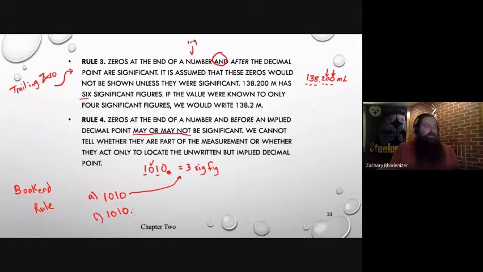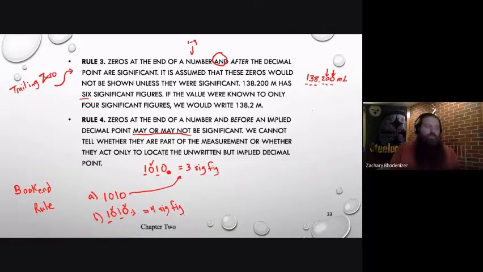In this case, this decimal acts as a bookend. And so the bookend rule works with the sandwich rule. I've got a 1 out front, got a 1 right there, so we know the sandwich rule is alive and well there. But now we're going to say this decimal is a bookend. So any 0 sandwiched between the bookend and a non-zero number is also going to count. And so this one would have 4 sig figs.